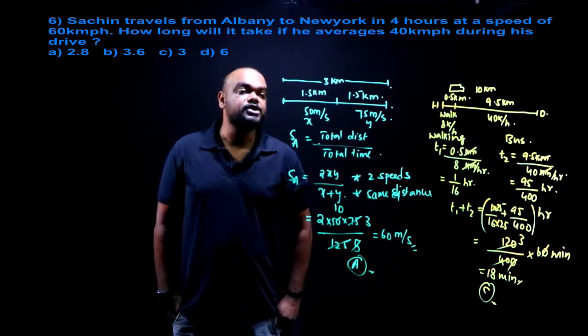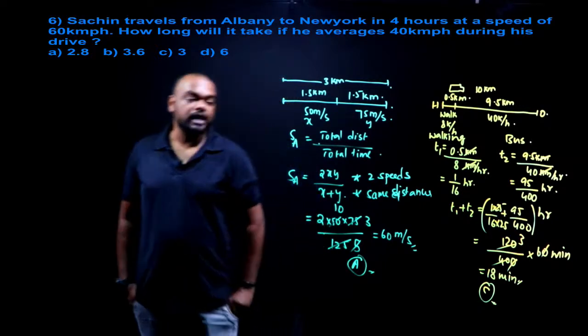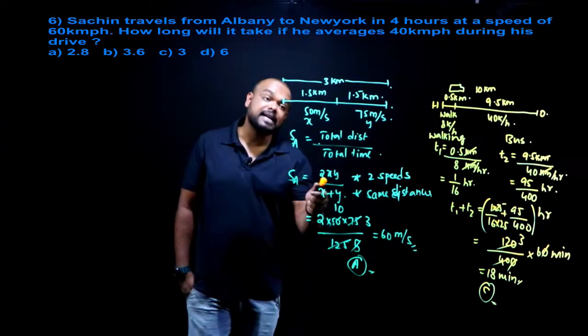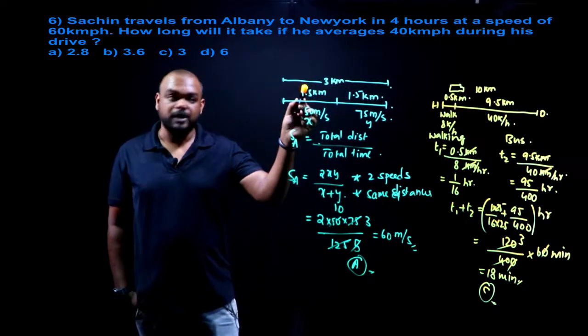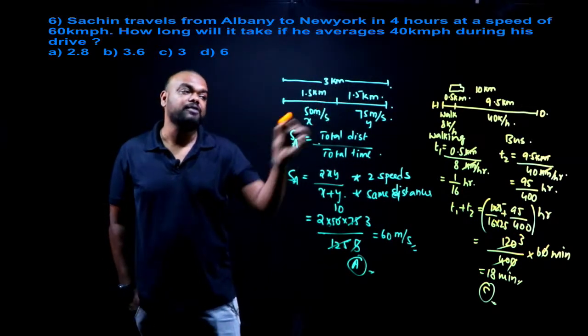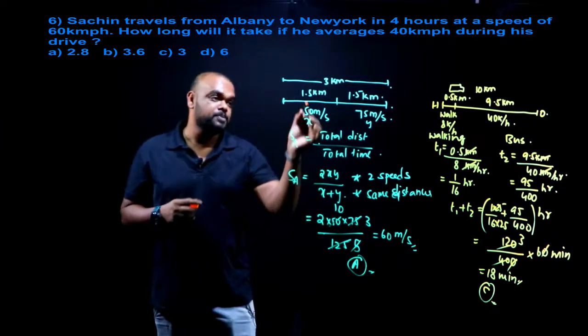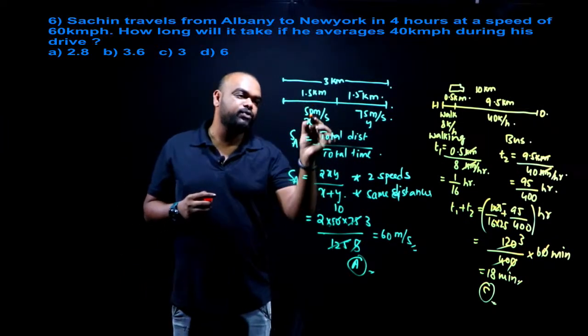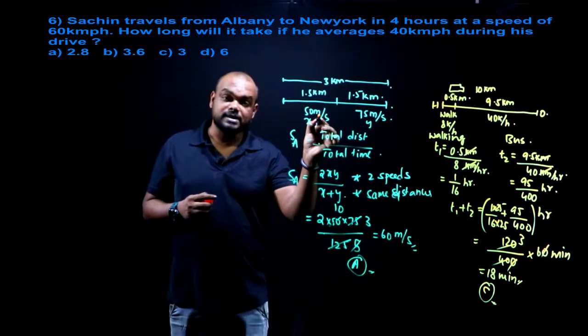You can calculate it. Shrishant, you can do that also, but it is time consuming. That is the reason I went with this method. Here, distance by speed: 1.5 by 50 meters per second. You convert it into meters. Okay, 1500 by 50. Let me show you that as well if you want. Observe. Total time taken: 1.5 converted into meters because the speed is in meters per second.